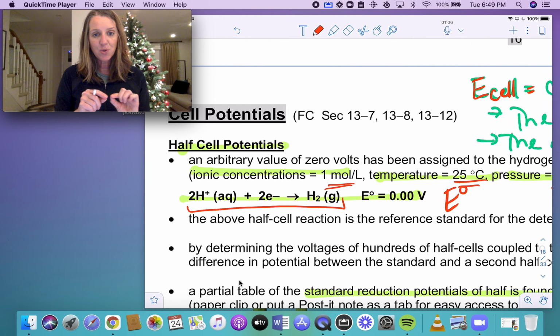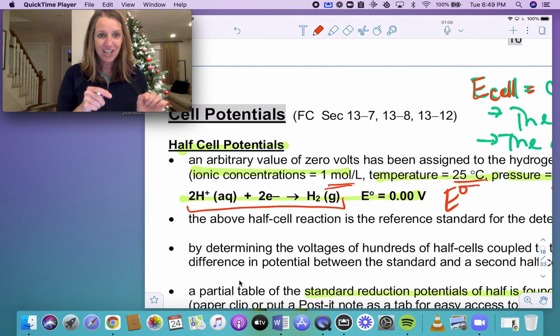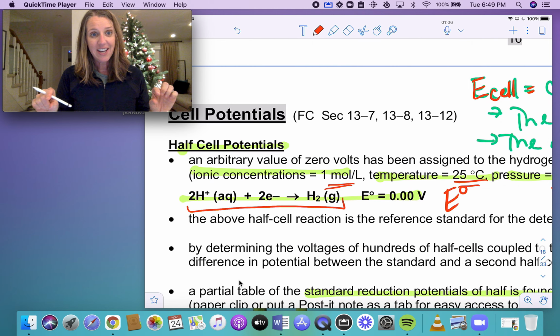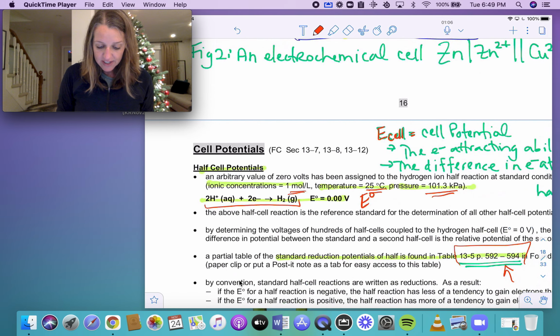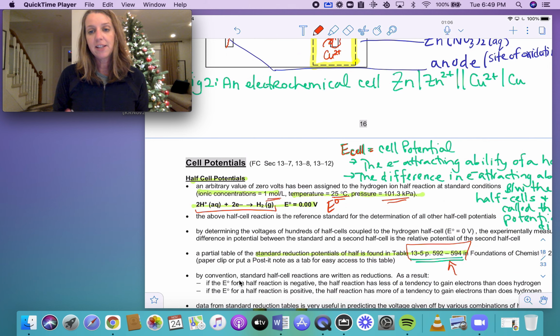So you can see that it's written as a reduction. Gaining of electrons is reduction, and that gaining of electrons on that side is written as the reduction. So the above half cell is the reference standard for determining the other half cell potentials.